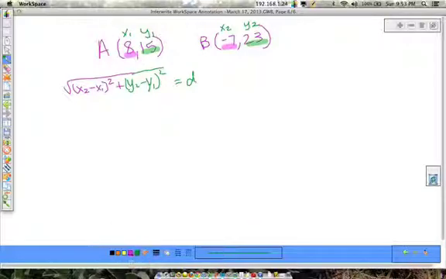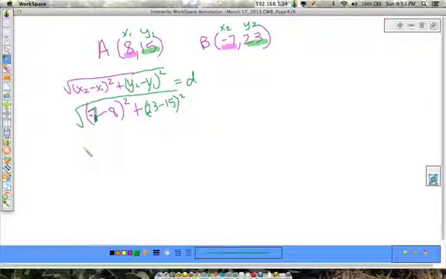So we're going to say x2 is negative 7 minus 8 quantity squared, plus my y coordinates. We want y2 first, so 23 minus 15 quantity squared, and we're going to take the square root of all that.